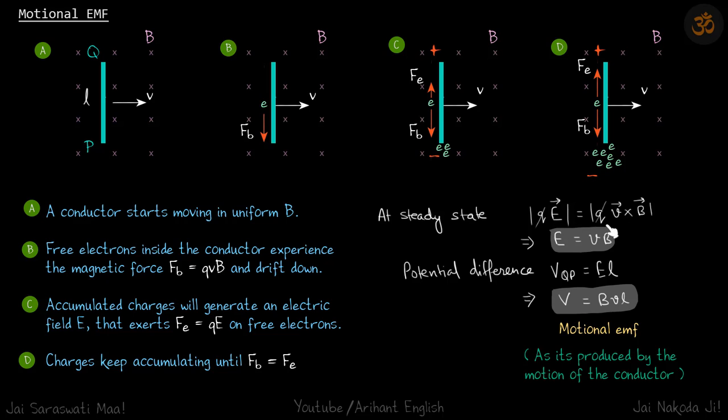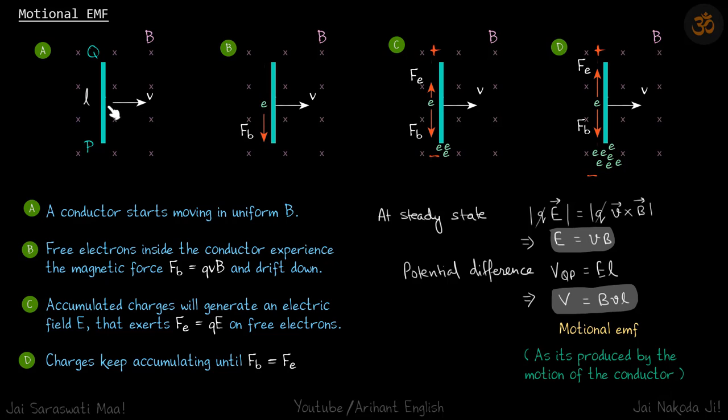So QE is equal to Q into V cross B. Here Q is the electronic charge. Anyway, it will get cancelled. What we are left with is that the electric field is equal to VB. Now potential difference in electrostatics is E times L. Because E is a fixed value, this will give you BV into L. This BVL is called motional EMF as it is produced by the motion of the conductor.